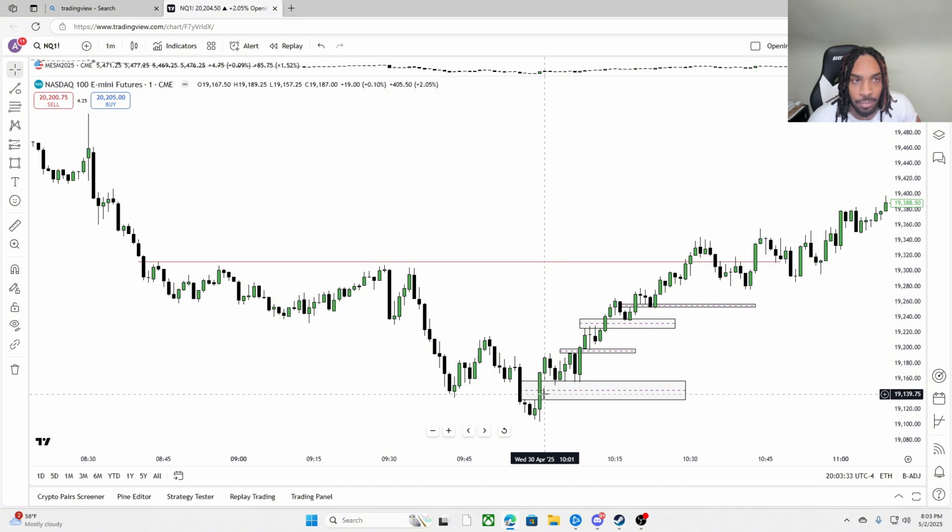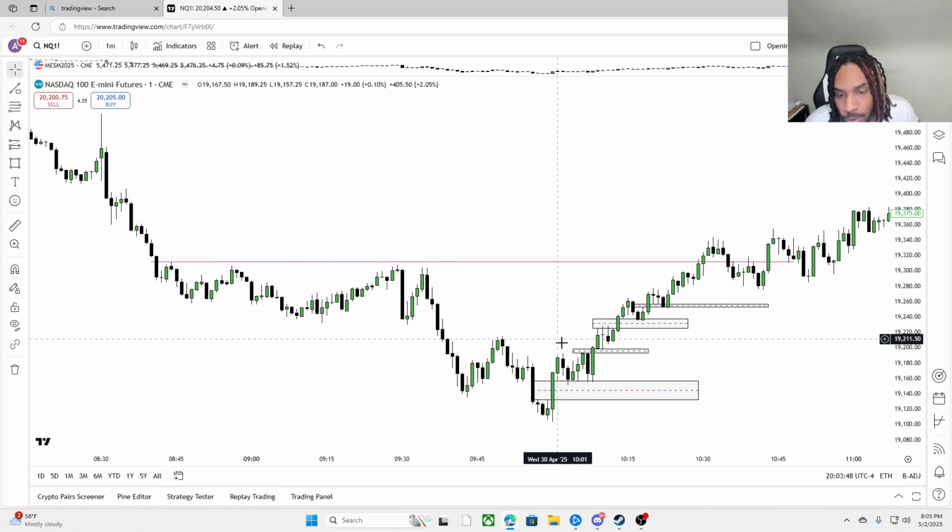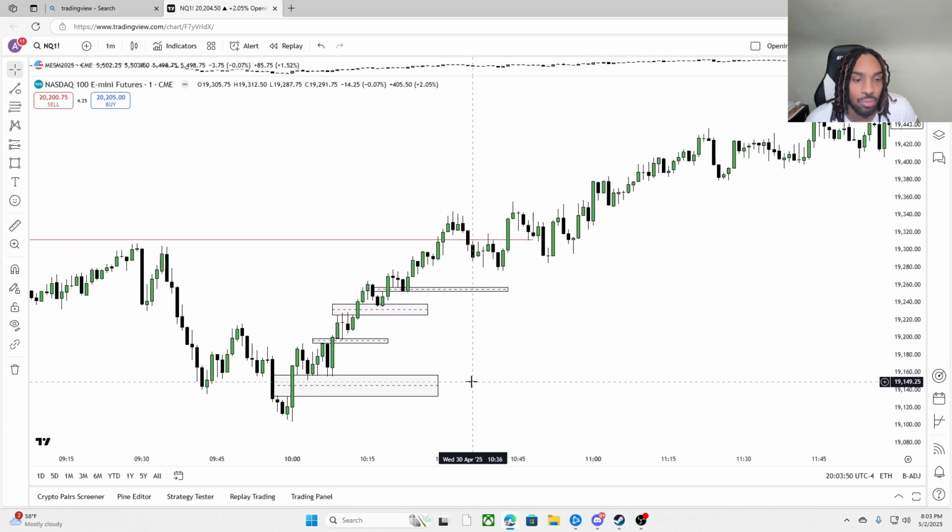trust that fair value gap. Don't just take it, trust it. Trusting it is more than just taking a setup. Trusting it means I'm gonna take this setup and let it run to my target and make some money off of it. That's trusting the setup. So that is how you master fair value gaps.